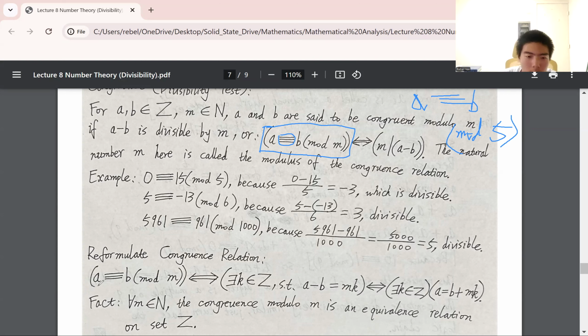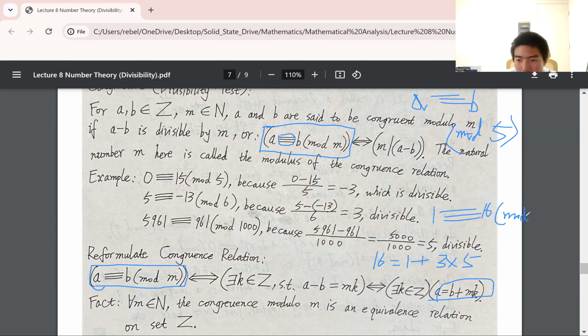Some other ways to write this are: there exists an integer K such that A minus B is equal to MK, and this is by the definition of divisibility. Or we can say there exists an integer K such that A is equal to B plus MK. Like you can say 16 is equal to 1 plus 3 times 5. So 1 and 16 are congruent modulo 3, right? Because 5 is an integer, which is the K here.